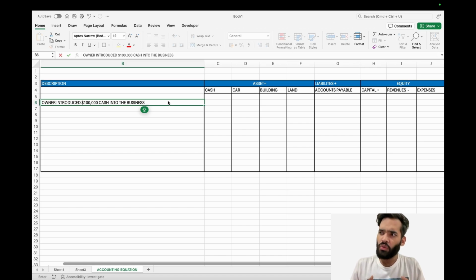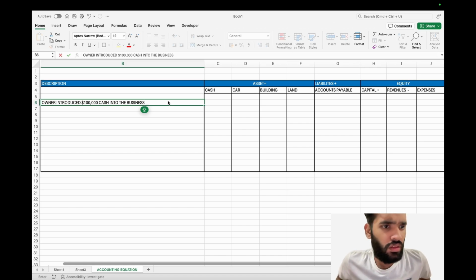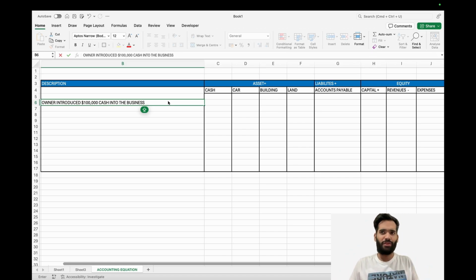If you are doing accounting for a business, this is always what happens, right? First, the business needs some money from somewhere. So the owner introduces money into the business. Another thing you have to understand: we always do accounting from the business perspective, not from the owner's perspective. You can do that, but you're probably not learning accounting to do accounting for a person. You're doing it for a business. So we are going to do accounting from the perspective of the business.